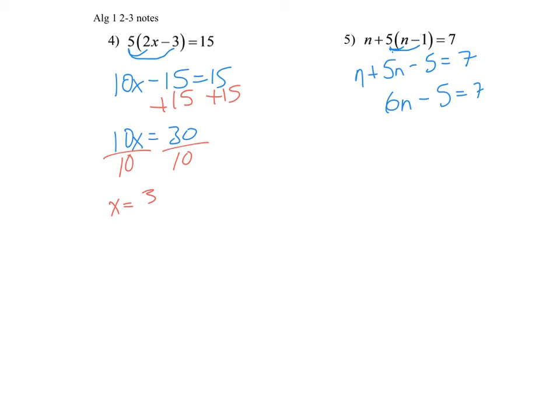We want to add 5 to each side so we can start to isolate that variable. And we will have 6n is equal to, that would be 12. And then our next step is to divide by 6. Again, trying to isolate that variable n, so we'll end up with n is equal to 2.